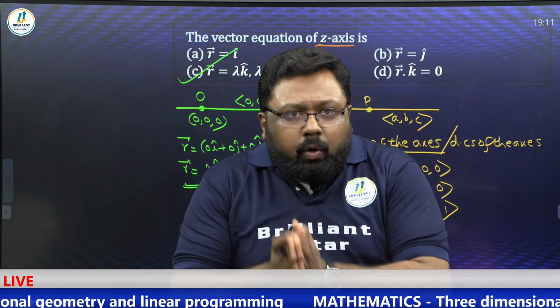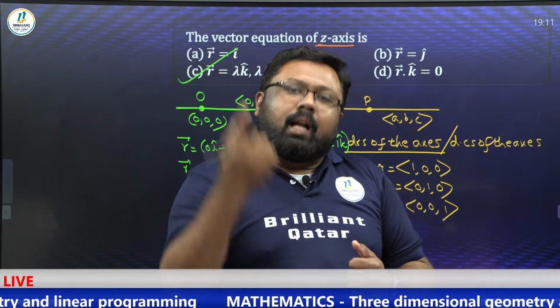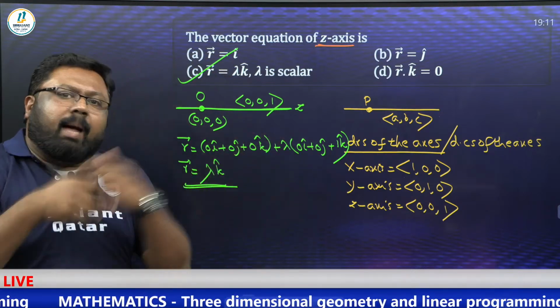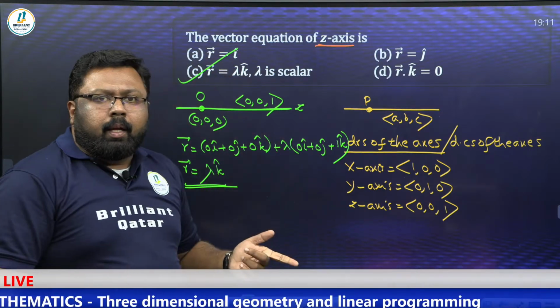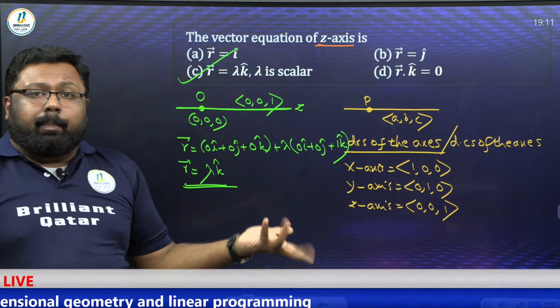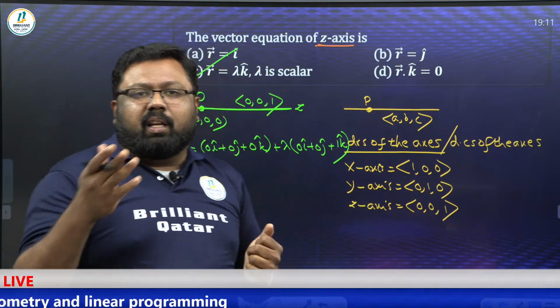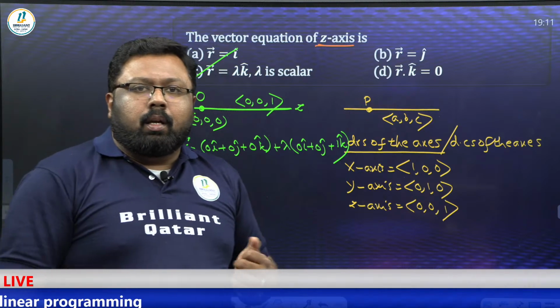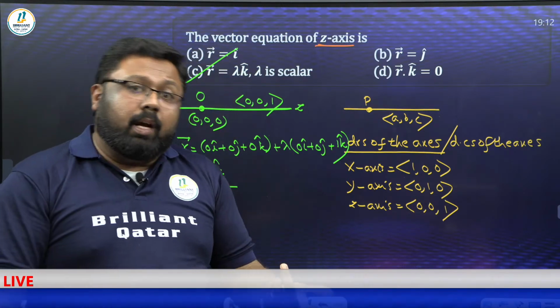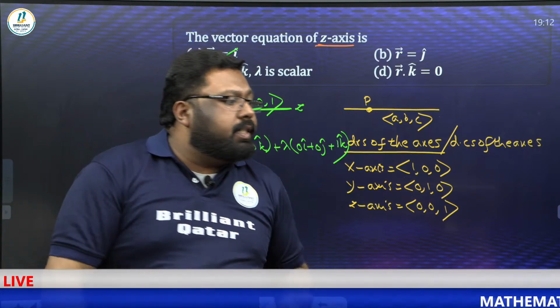It is confusing for some students, but other students who have already learned these concepts will somehow figure it out in the exam. Okay, so what is the vector equation of z-axis? Lambda k. What is the vector equation of x-axis? Lambda i. Vector equation of y-axis? Lambda j. Very, very simple concept.